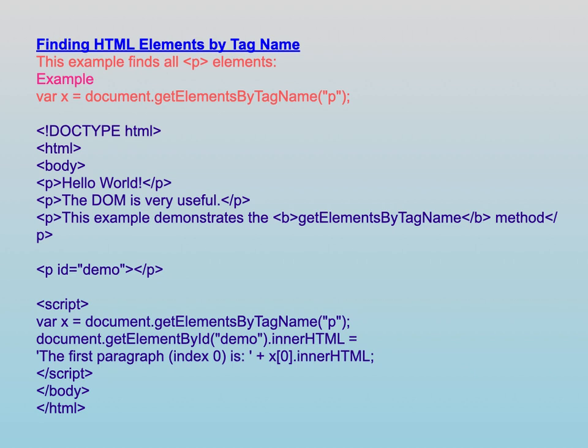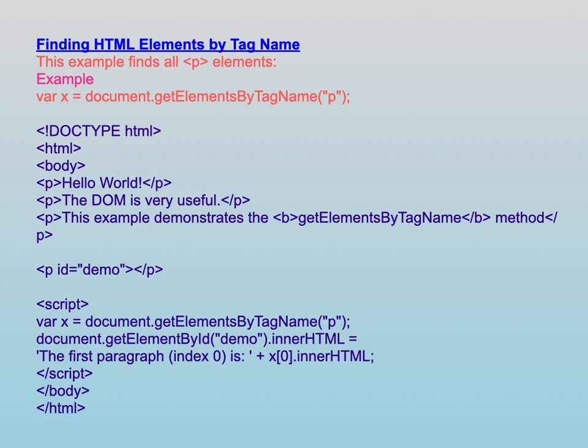x of 1 will be the second paragraph element with the content the DOM is very useful. And the third paragraph element has the content, this example demonstrates getElementsByTagName method. So that is in the x of 2 position. And the fourth, that is x of 3, is another paragraph element without any content. That particular paragraph's id is set to demo.